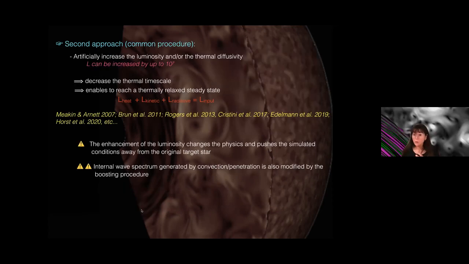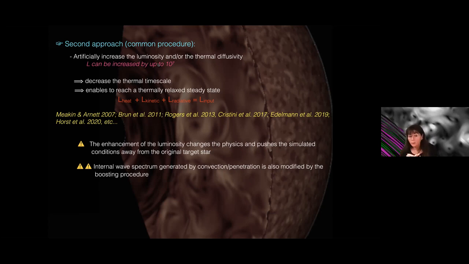And then the second approach, which is a common procedure in stellar hydro simulations, is to artificially increase the luminosity or the thermal diffusivity of your system. And the luminosity in simulations can be increased by up to a factor 10 to the 7. And of course, the obvious advantage of that is that you decrease by the same factor the thermal time scale. So you kind of accelerate your simulation, which enables the simulation to reach a thermally relaxed steady state. And this has, of course, the advantage of being thermally relaxed.